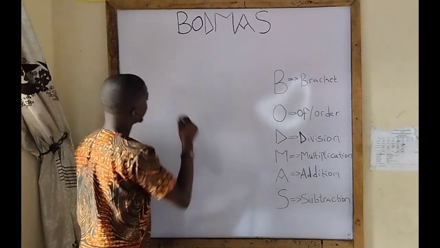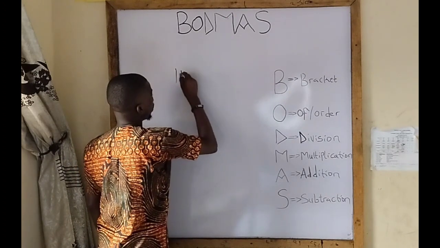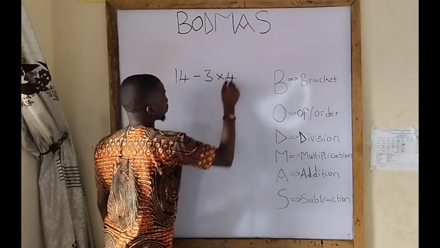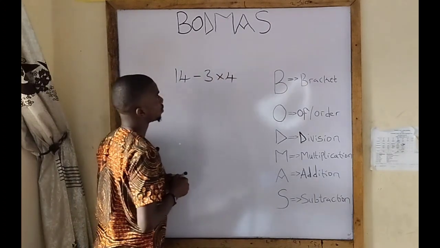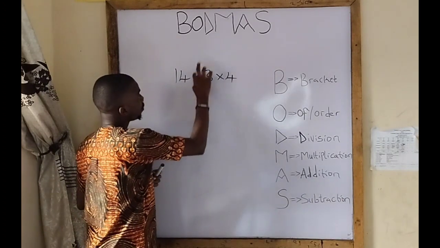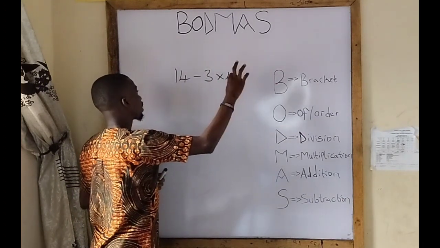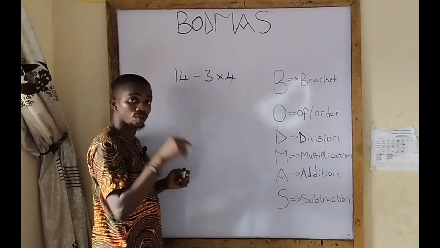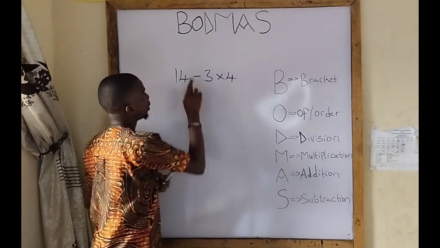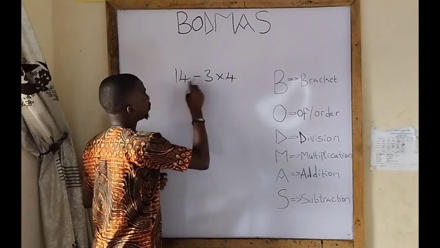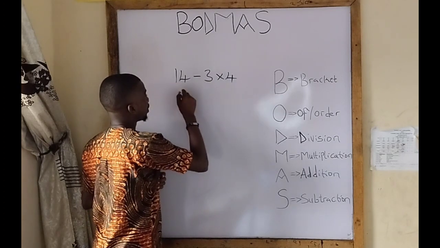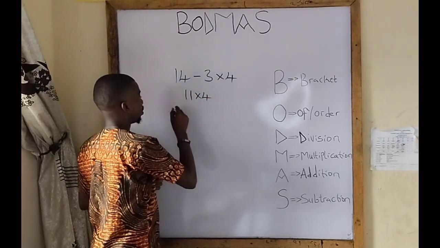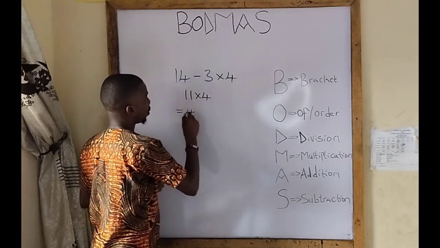Now, let's take this simple question to illustrate. We have 14 minus 3 times 4. We have two types of arithmetic operation in this single mathematical expression. Which of them we obey first is going to affect our result. Let's obey subtraction first. We have 14 minus 3, and that is 11. So that 11 times 4 will give us 44.